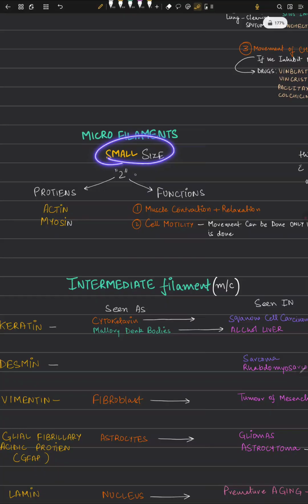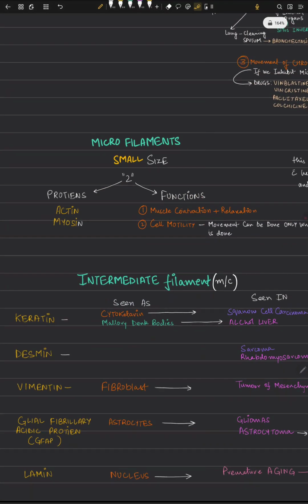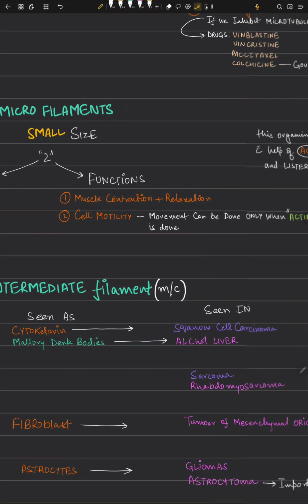Smaller in size. Remember the number 2. Just actin and myosin. 2 types. That's it. Actin, myosin. You must remember them. They are used in muscle contraction and muscle relaxation and cell motility. Cool. Small size because they are filaments, and filaments are used in bulbs. Cool. Actin, myosin, muscle contraction, muscle relaxation.